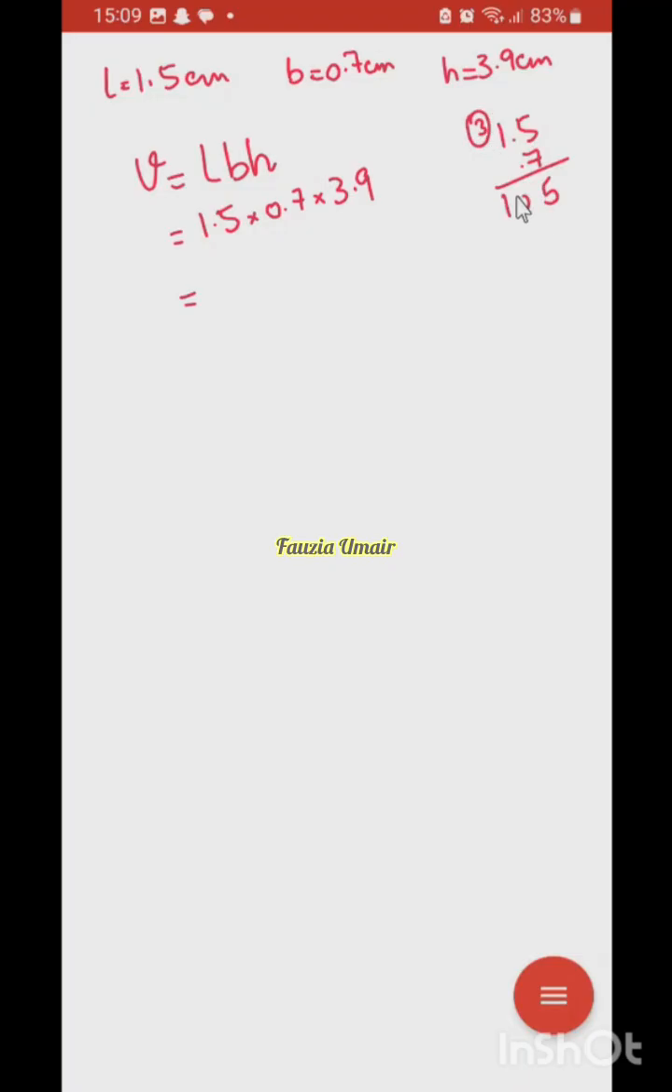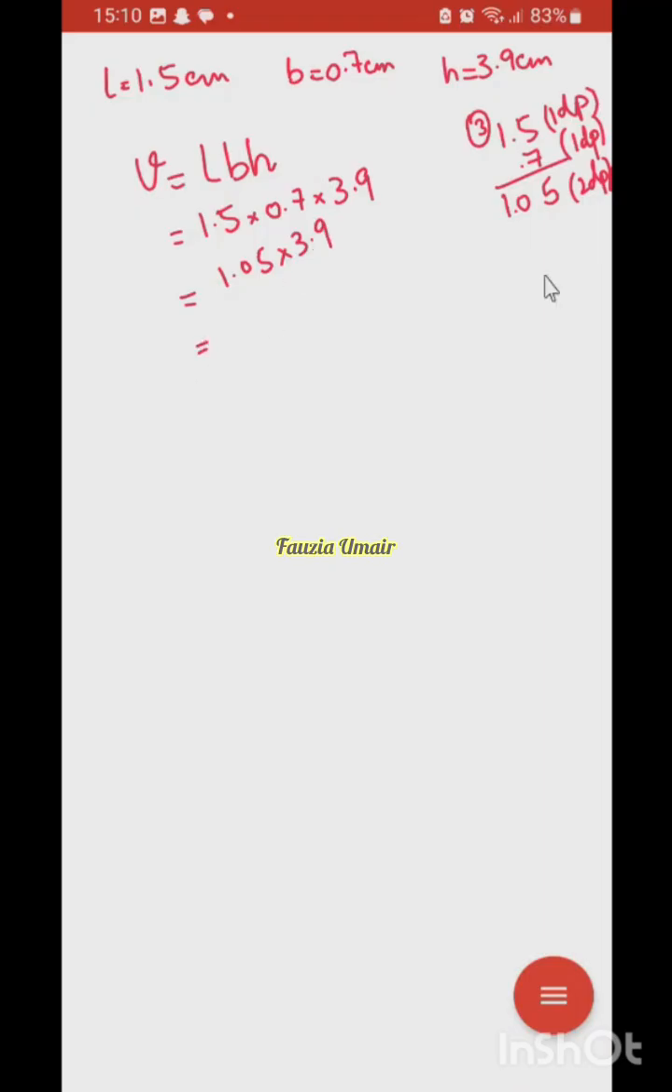Now where will the decimal go? 10.5. There is one decimal place here and one decimal place here, so in the answer there would be two decimal places. 1.05. Now we can multiply it. So now we need to multiply with 3.9.